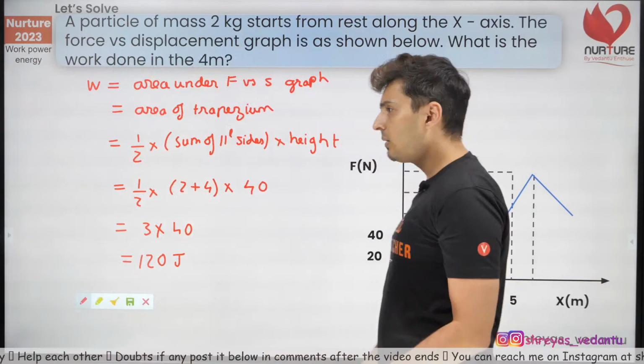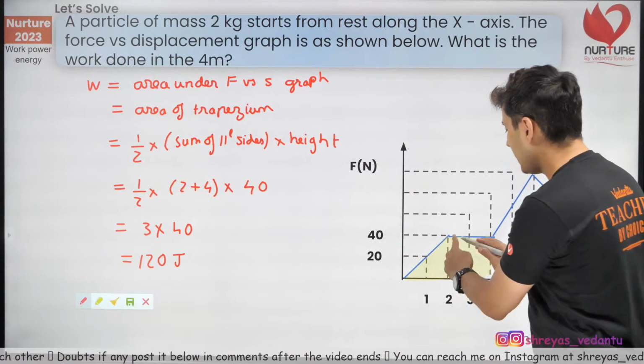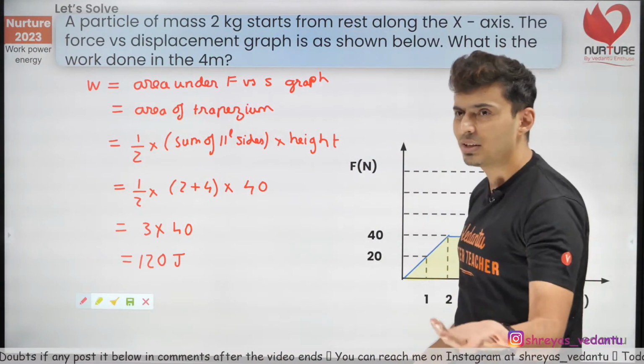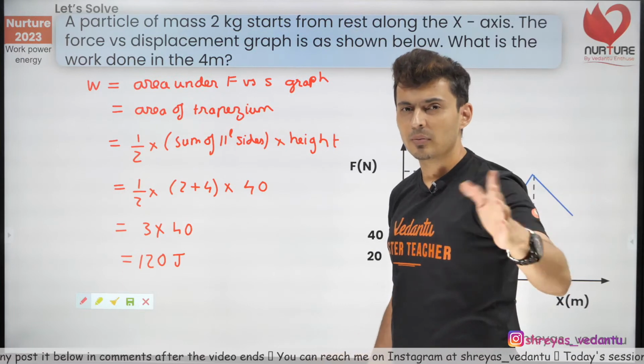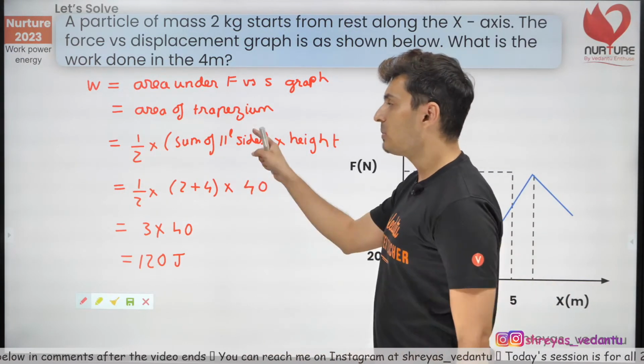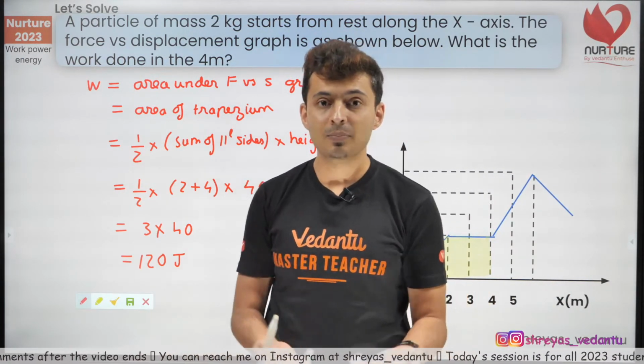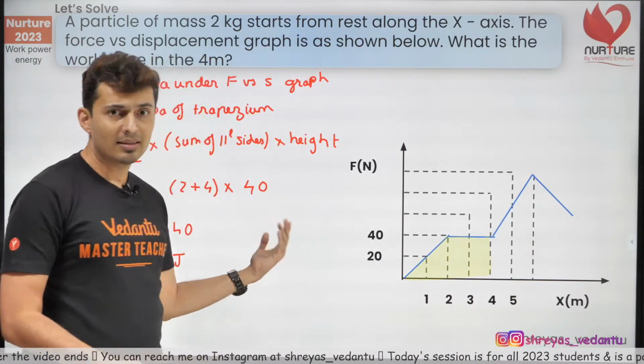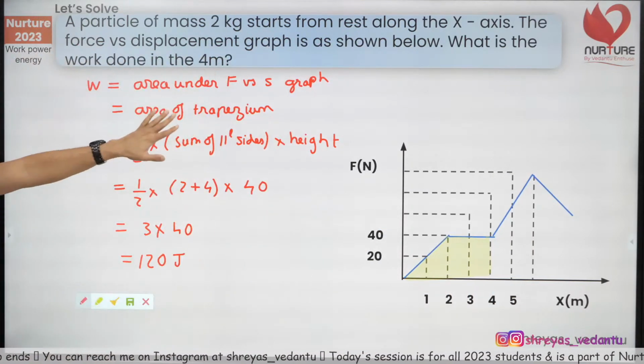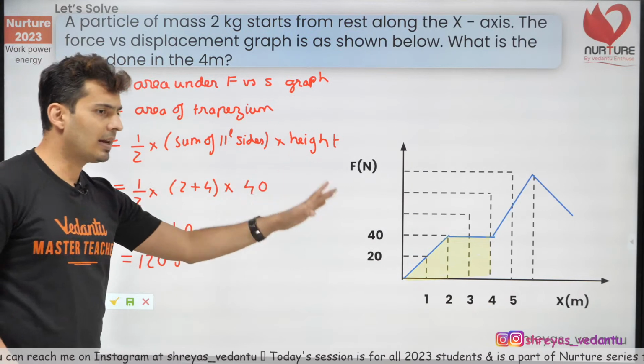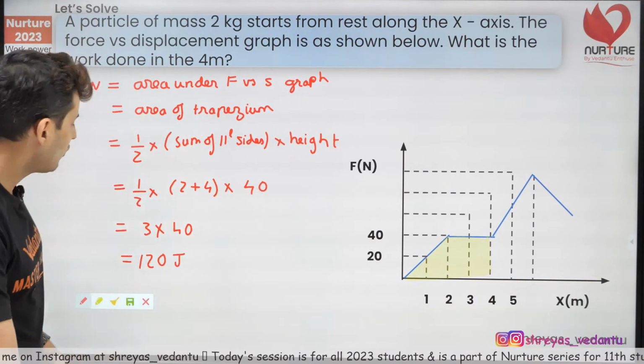Somebody is asking, can we just add the triangle and rectangle area separately? Yes, you can do that. But it's one step more. Why do you want to do that? Remember the formula for the area of a trapezium. It helps a lot. It will avoid one step at least. So you should know the formula for the area of a trapezium, the standard formula.